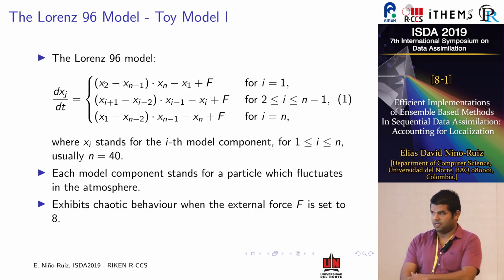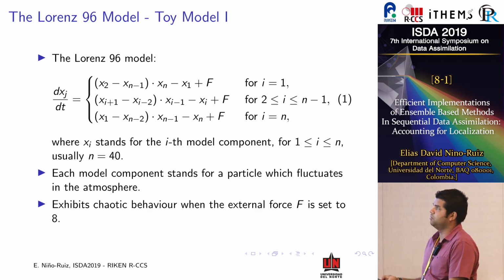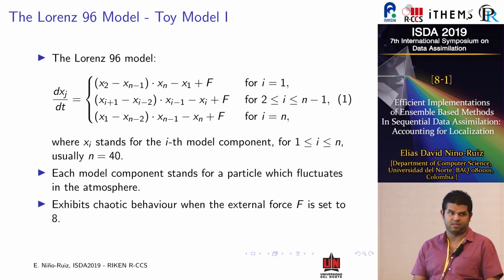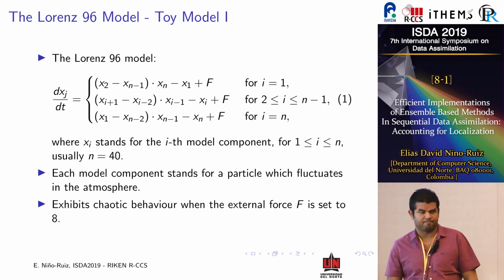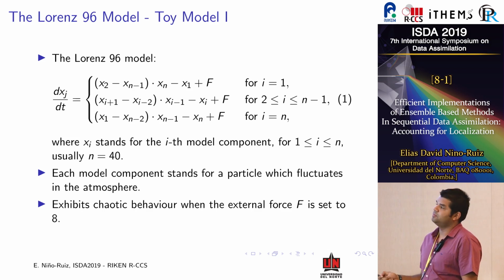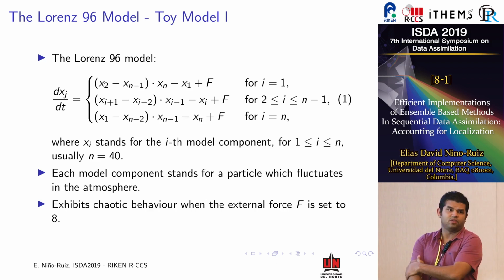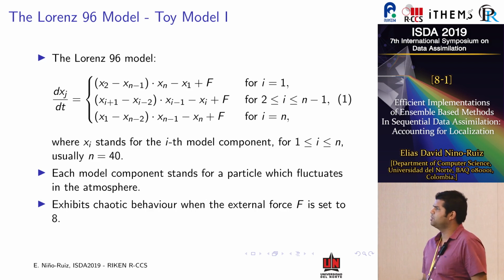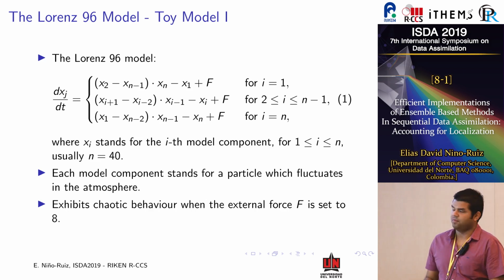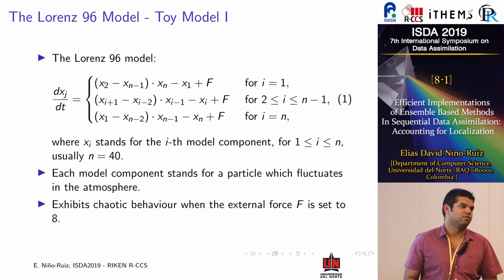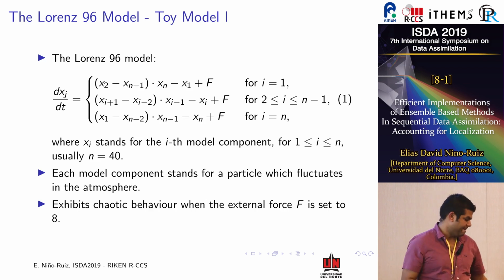Then let's look at a very simple example. You know this numerical model, the Lorenz 96. It has been widely discussed in this workshop, this symposium, sorry. So typically, we assume that lowercase n is equal to 40, the number of model components. Each model component stands for a particle which fluctuates in the atmosphere. And this model exhibits chaotic behavior when the external force is set to 8.